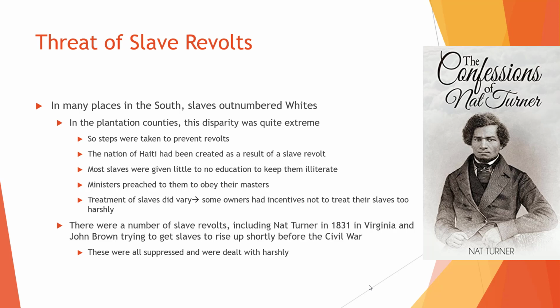So there were a number of slave revolts. There was actually a movie made about one of them, Nat Turner in Virginia, where they'd actually gotten together different firearms and things from an armory, but it didn't work out. John Brown tried to get slaves to rise up shortly before the Civil War, but all were suppressed and dealt with very harshly. As a result of some of these slave revolts, there was much more emphasis on don't let people learn. Don't give people access to books. In fact, try to punish people if you try to teach people how to read.